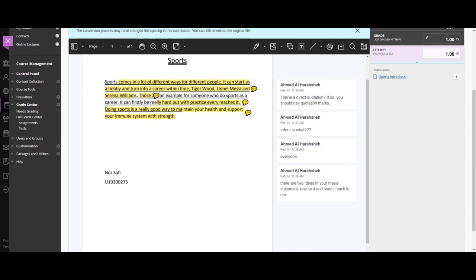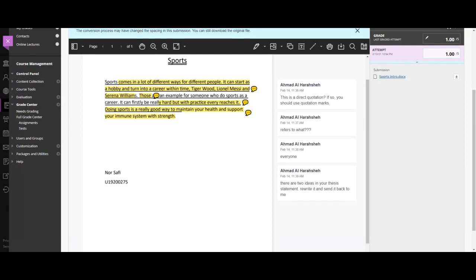You have to make sure. But with the practice, every reaches. Everyone, you mean? Everyone reaches it. Again, you should rewrite this sentence. This is a kind of fragment. That means it is an incomplete sentence. Doing sports is a really good job, a good way to maintain your health and support your immune system with strength.